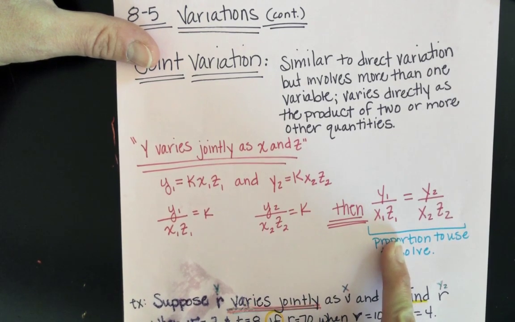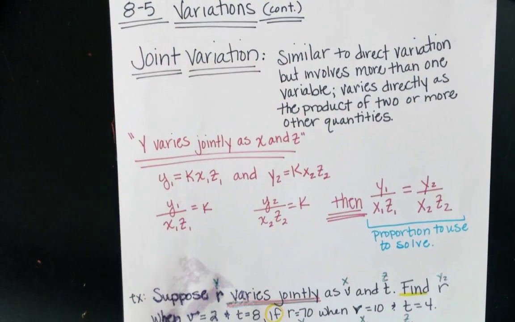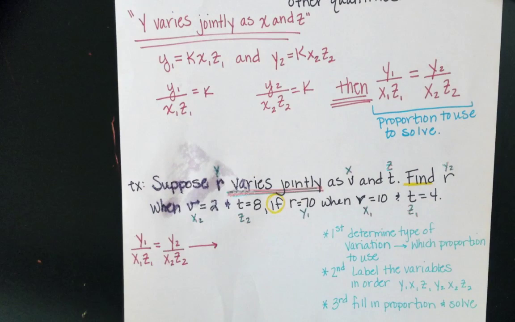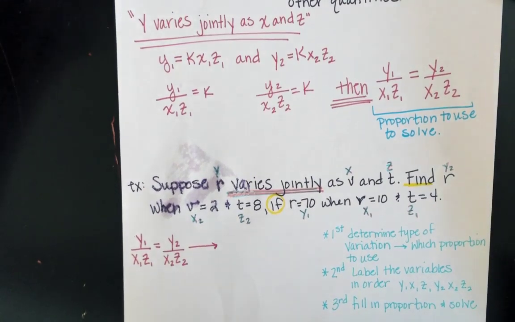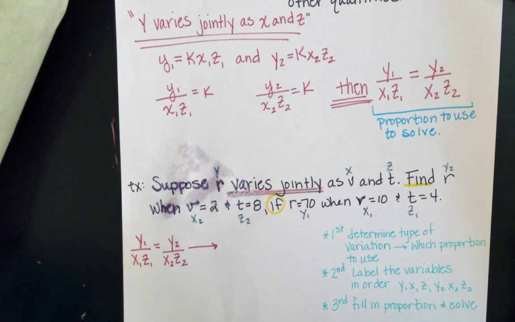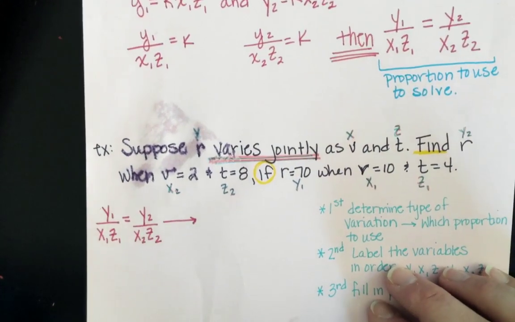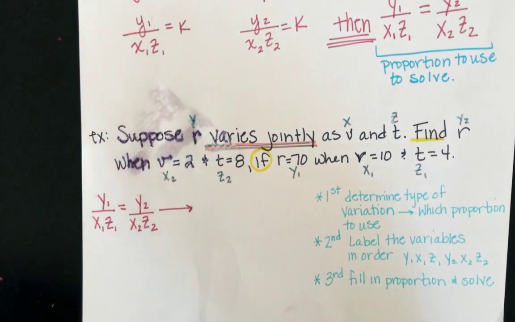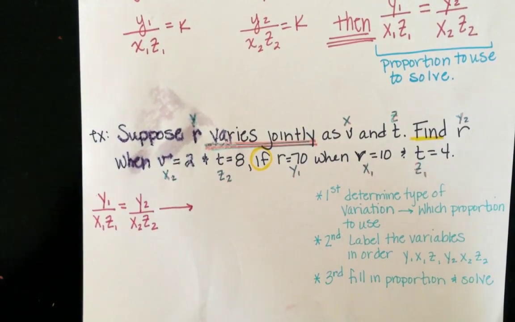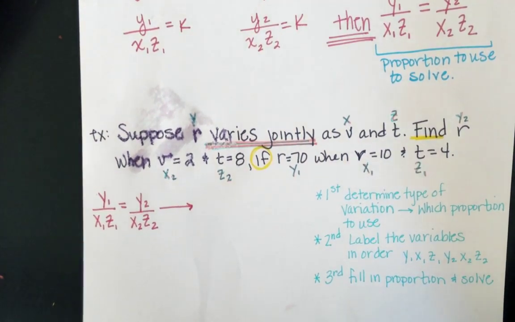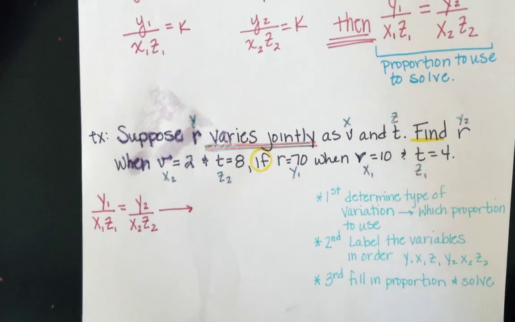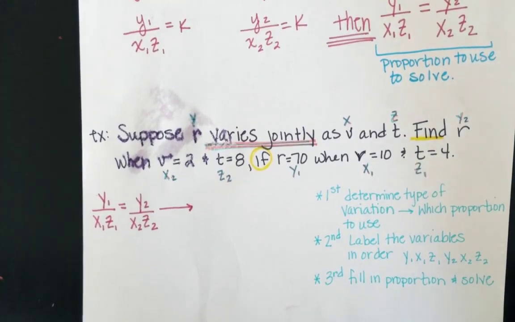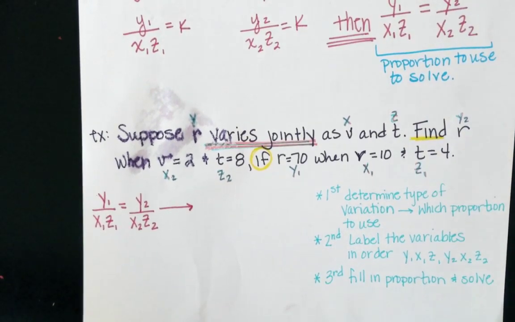So what we did was, again, started with our regular, pretty straightforward problem. It doesn't actually apply to anything in the real world, but it is just practice. It says, suppose R varies jointly as V and T. Find R when V is 2 and T is 8 if R is 70 when V is 10 and T is 4. So again, our three steps aren't going to change.